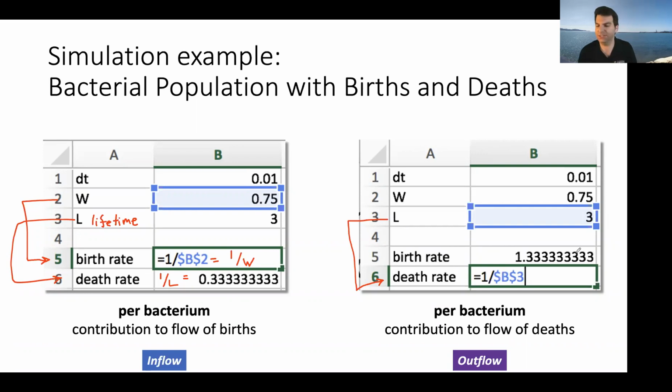All right, Morgan, you had a question? Yeah, it might be a dumb question, but what does it mean when you have $B$3? What is the dollar sign for? Let's say you removed the dollar sign in front of the 3, what would you be seeing instead, or vice versa?